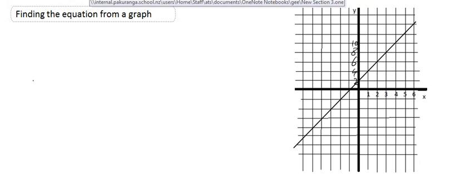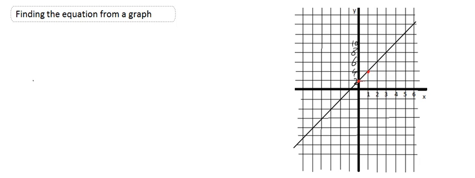So the first thing I'm going to do is identify some points, and I'm going to pick these two. It doesn't actually matter which points you pick as long as it goes through the corner of a square. If it doesn't go through a corner, you're wasting your time. So I've picked those two.